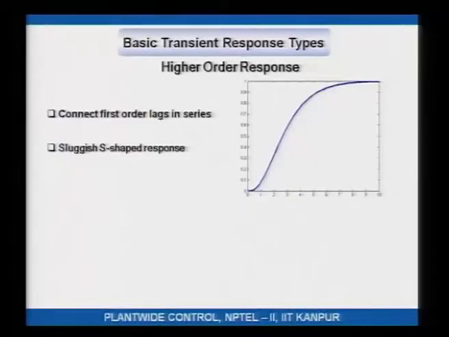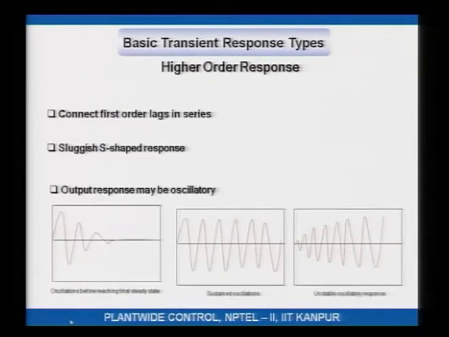You could also have a second order differential equation, the output would be oscillatory. First order lags in series, S shaped or a certain exponential rise, these are very smooth responses. Sometimes what you see is the response of the output to a step change in the input may be oscillatory. These oscillations may die down in time as shown in the first subplot. These oscillations may be sustained, they just keep going on and on and on. Alternatively, these oscillations may actually blow up in time.